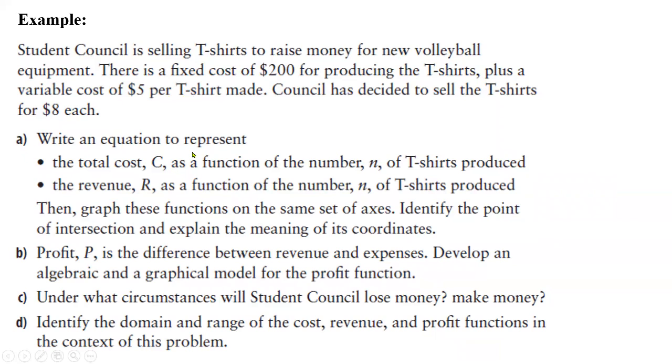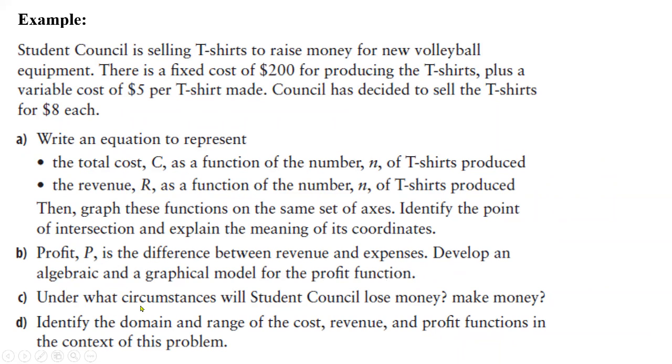Question A, write an equation to represent the total cost C as a function of the number N of t-shirts produced, and the revenue R as a function of the number N of t-shirts produced. Then graph these functions on the same set of axes, identify the point of intersection, and explain the meaning of its coordinates. Question B, profit P is the difference between revenue and expenses. Develop an algebraic and graphical model for the profit function.